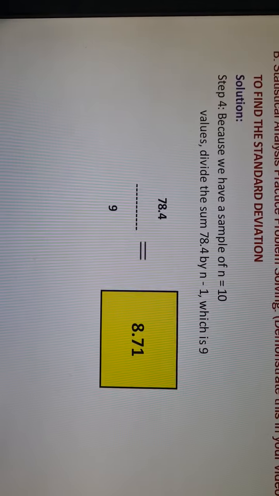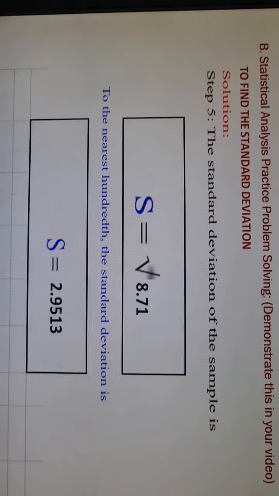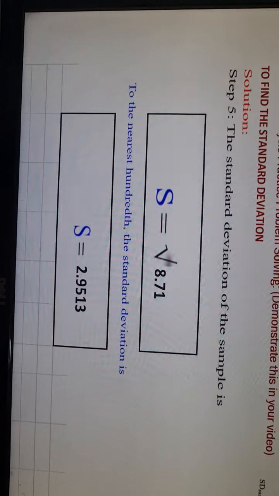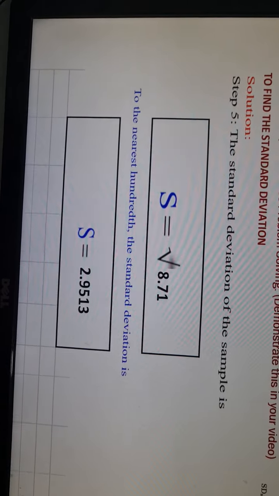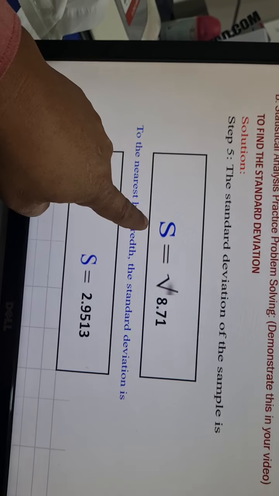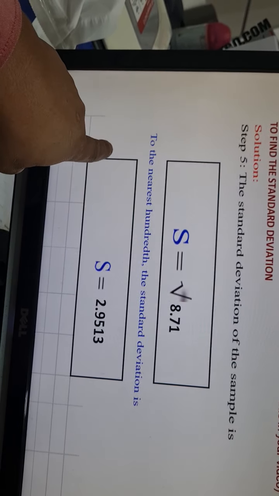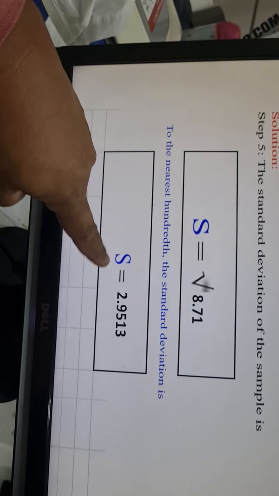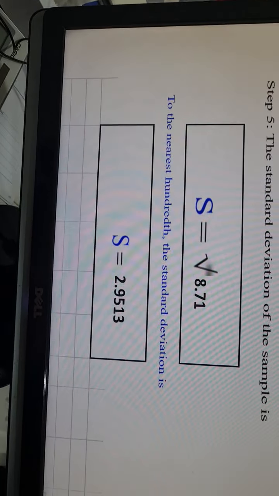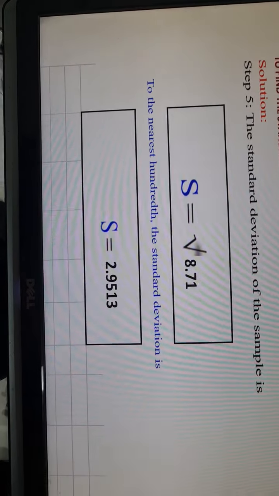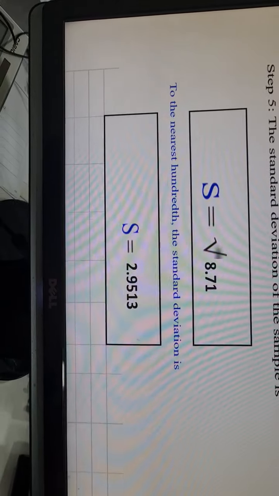Then in step 5, that is the solution. We can find the standard deviation of the sample as the square root of 8.71, and to the nearest hundredth, the standard deviation is 2.9513. That's our calculation.